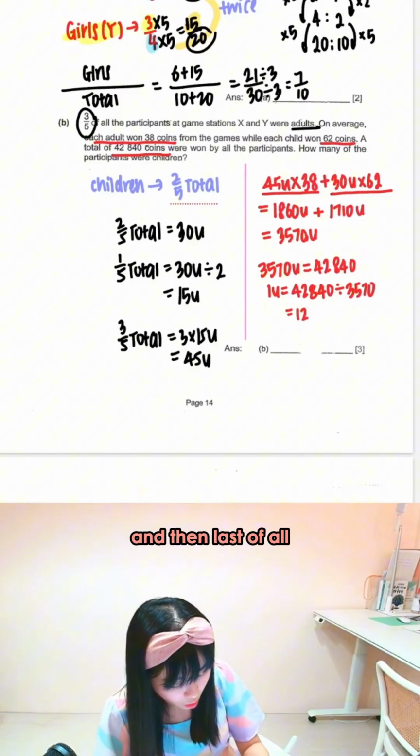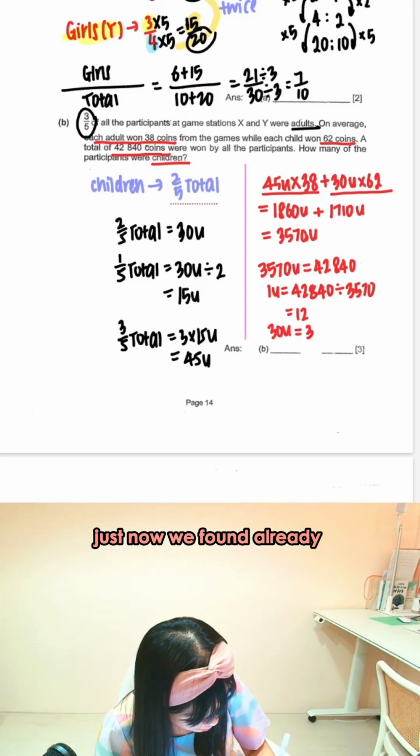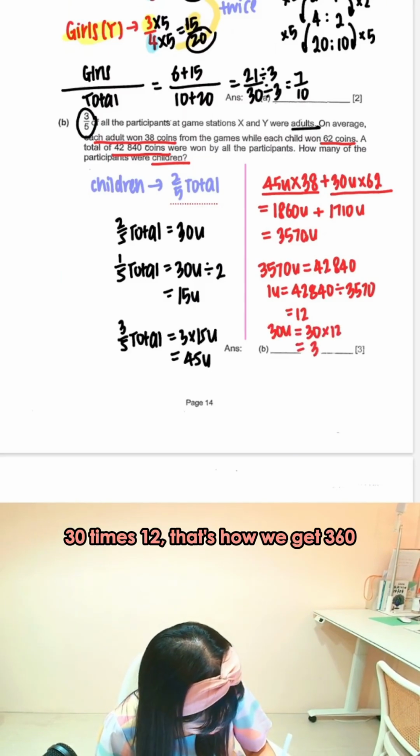And then last of all, how many participants were children? Is 30 units. Just now we found already. 30 times 12. That's how you get 360.